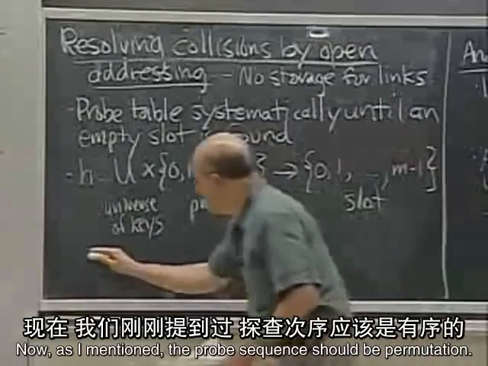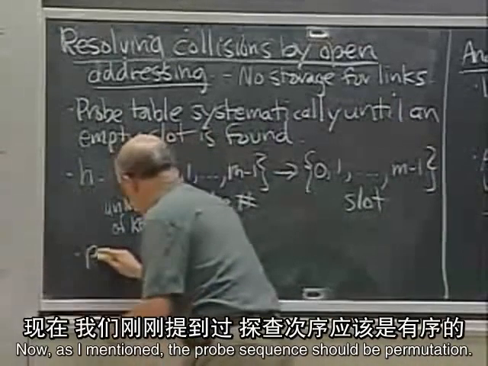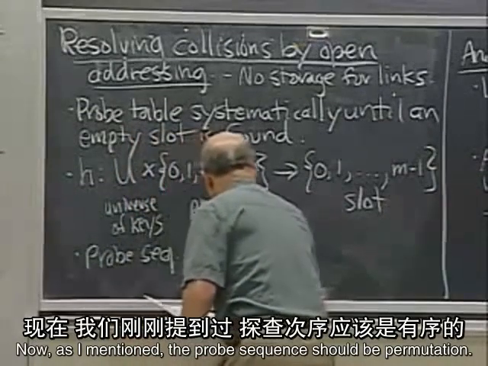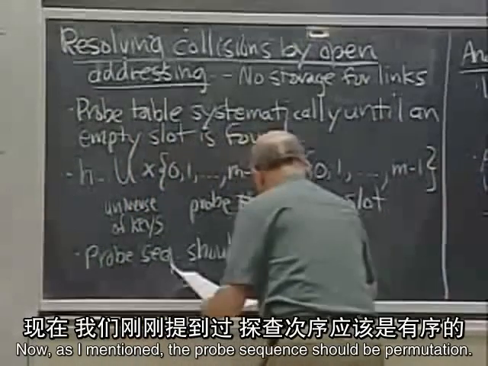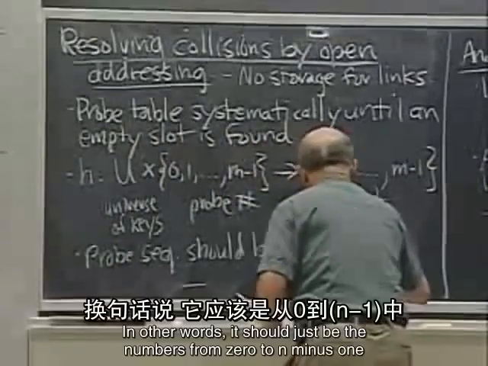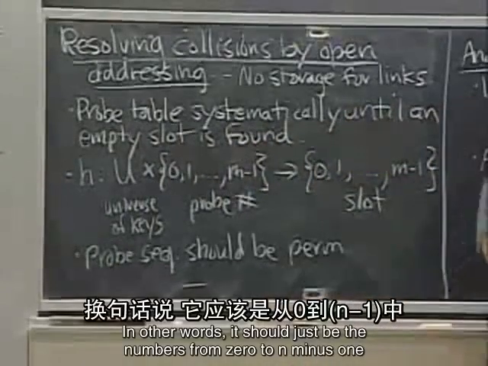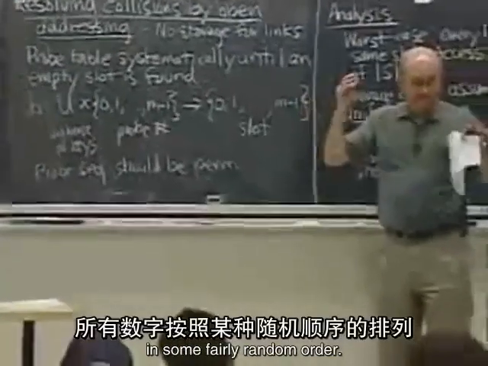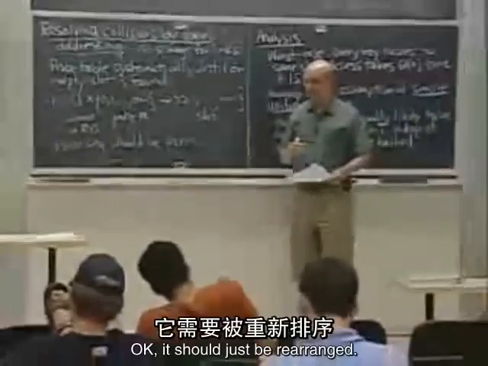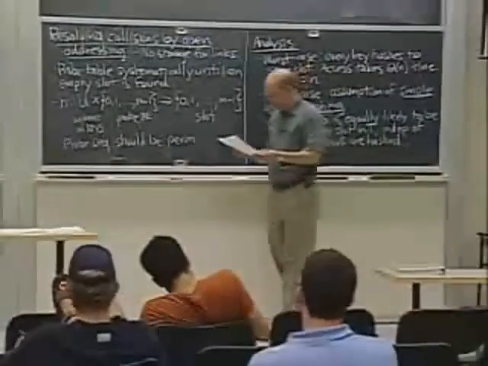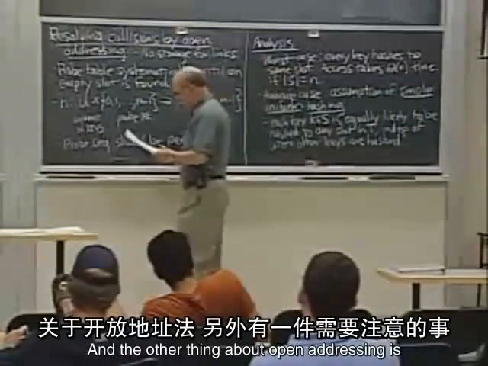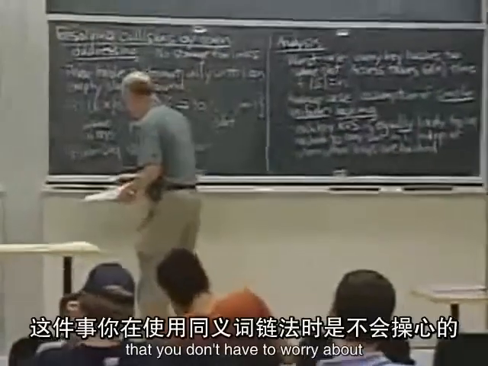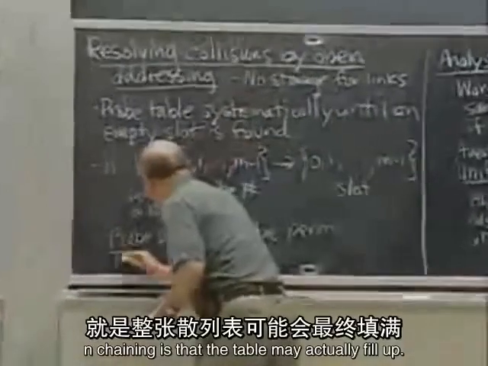As I mentioned, the probe sequence should be a permutation. In other words, it should just be the numbers from 0 to m-1 in some fairly random order, just rearranged. The other thing about open addressing, which you don't have to worry about in chaining, is that the table may actually fill up.